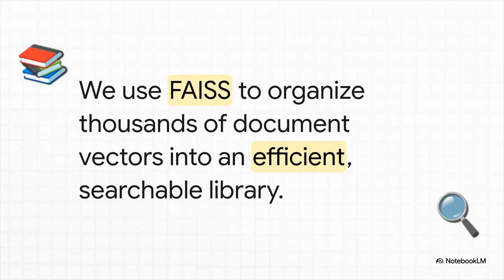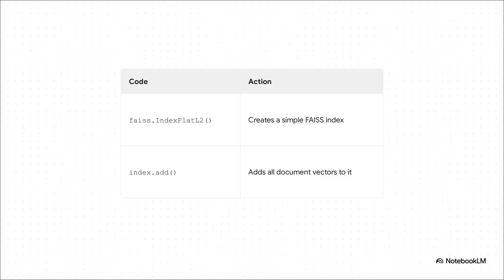All right, for the final step of our build, it's time to bring in our librarian, FAISS. We have thousands of these vectors, right? One for every document. Now we need to organize them so we can search through them efficiently. And you know what's crazy? The code to do this is incredibly simple. We're just telling FAISS to create a basic index that knows how to measure distance. Then, with one command, index.add, we just dump all of our document vectors into it. And just like that, our library is built and ready to go.